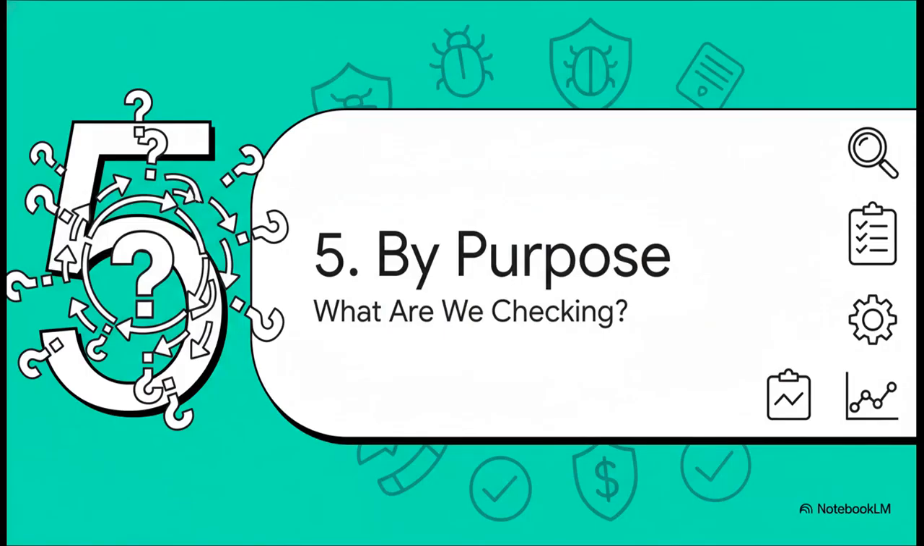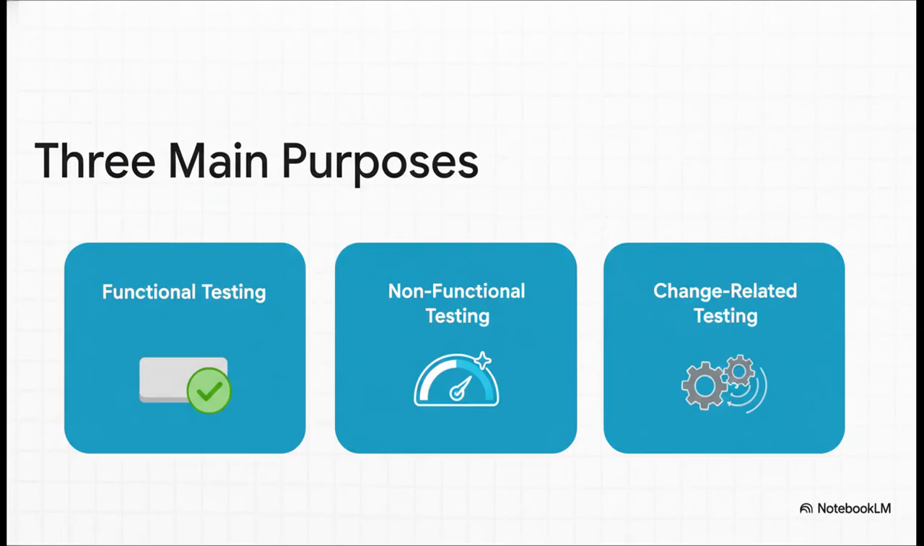And that brings us to our final lens, which answers our last question. What exactly are we trying to prove here? We're not asking how we test anymore, but what specific goal we actually have in mind. Now, this category is actually so broad that we can split it up into 3 distinct purposes. We're either testing what it does, its features, or we're testing how well it does it, its qualities, or we're testing what might have broken after a recent change. Let's take a quick look at each one.